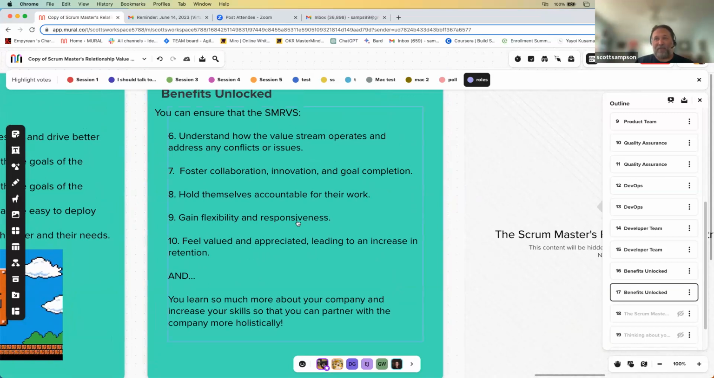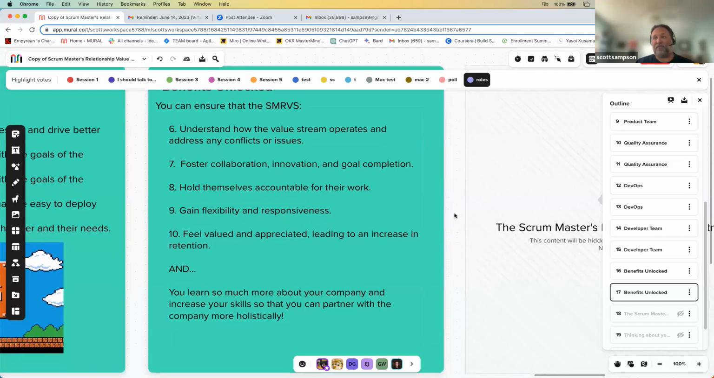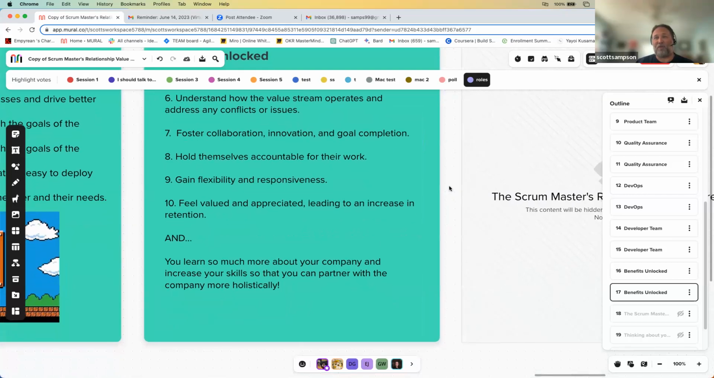Of course, they'll gain flexibility and responsiveness, I think, by talking through a lot of these topics that we've talked about previously, making sure that agile ways are working for them or new ways of working are working for them, and if not, why, so they can be more flexible and respond more quickly in their work.